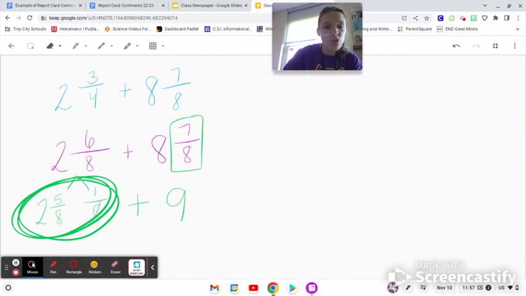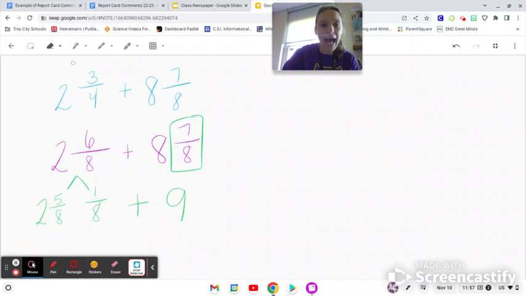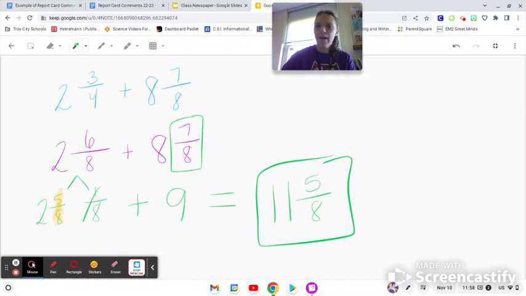So now I can just do some really quick adding here. I'm just going to add my whole numbers, which is 2 plus 9. 2 plus 9 is 11. And I was left with 5/8. So I'm going to add my 5/8 to 11. And there's my final answer.